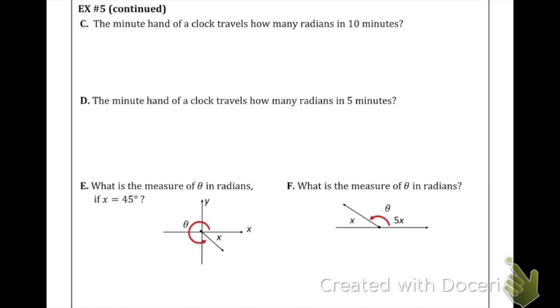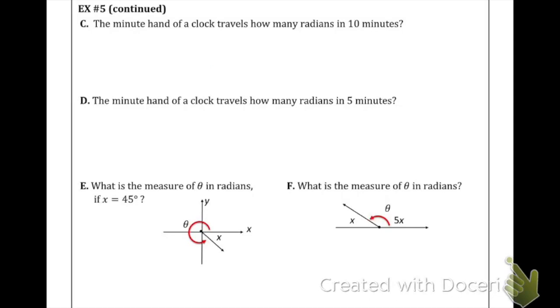The minute hand of a clock travels how many radians in 10 minutes? So 10 minutes out of 60 would be 60 degrees, right? So 60 degrees multiplied by pi over 180 gets us to pi over 3.